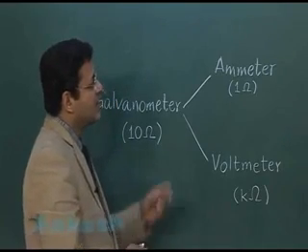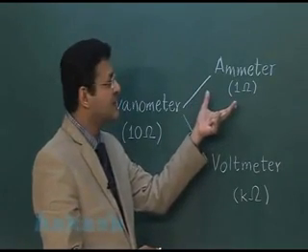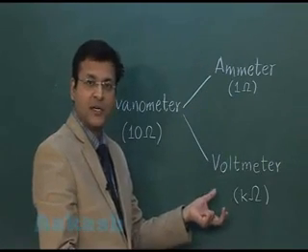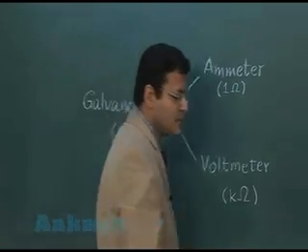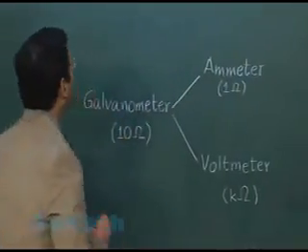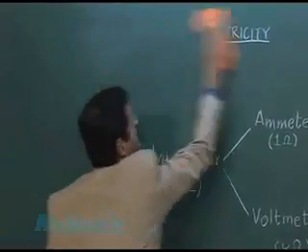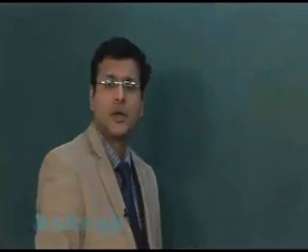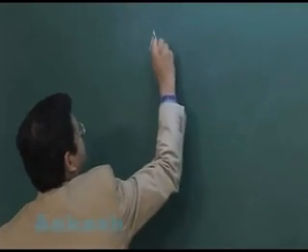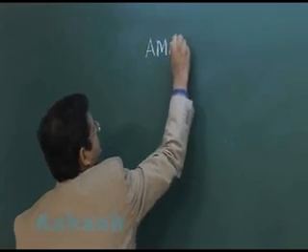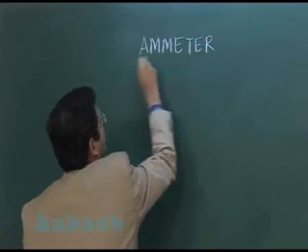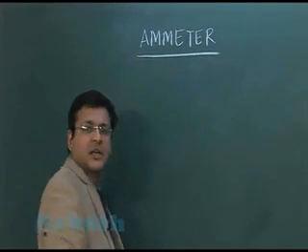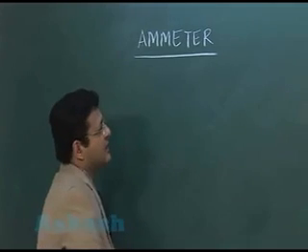Now in this lecture we have to study the different aspects of ammeter and voltmeter in the background of galvanometer. You understand? Now let us discuss the various aspects of ammeter. As the name suggests, it is a device to measure current.